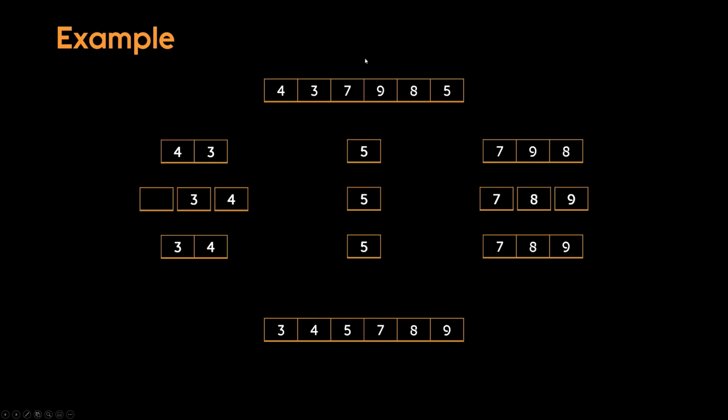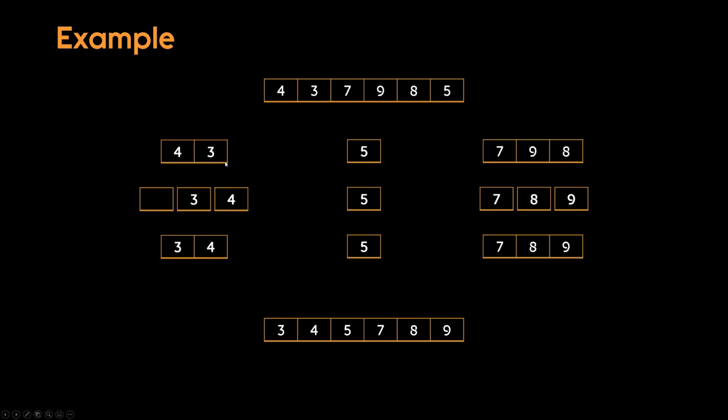Example, on the top we have an unsorted array. First we pick a pivot. Here we've picked the last element, which is 5, and it's in the middle. So all elements in this array that are smaller than 5 go to L1 right here. So 4 goes here, 3 goes here, 7 goes to L2, 9 goes to L2, 8 goes to L2.